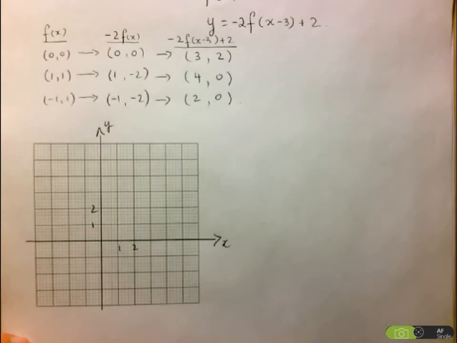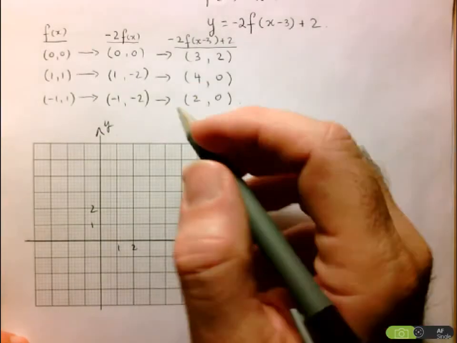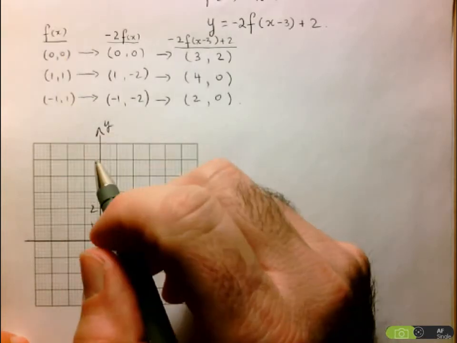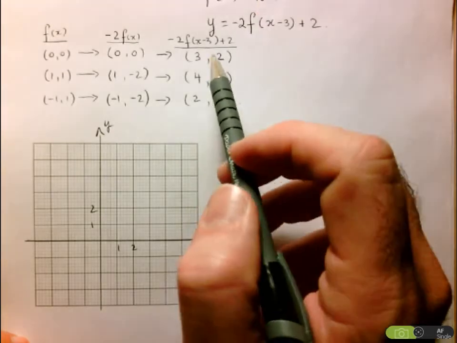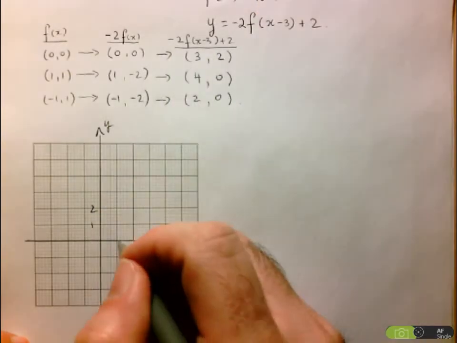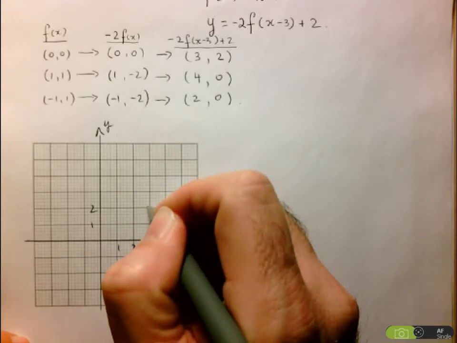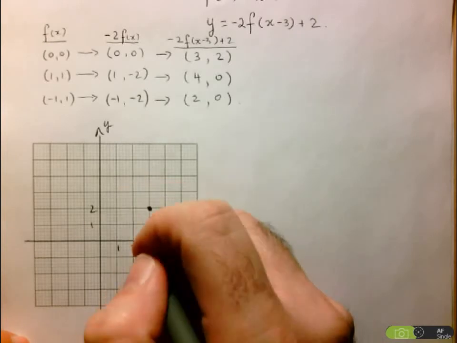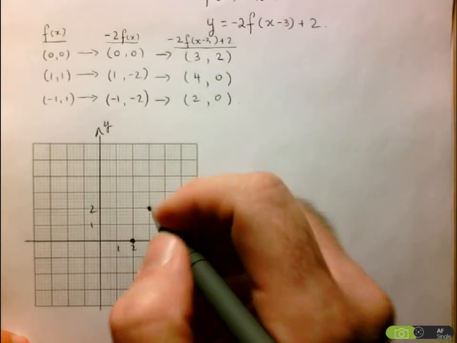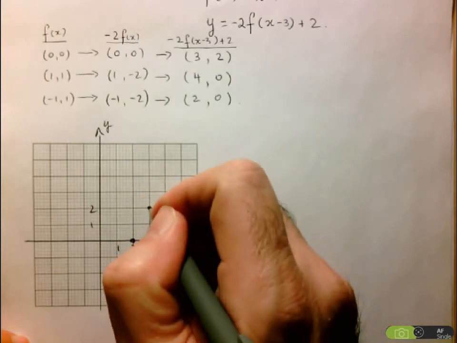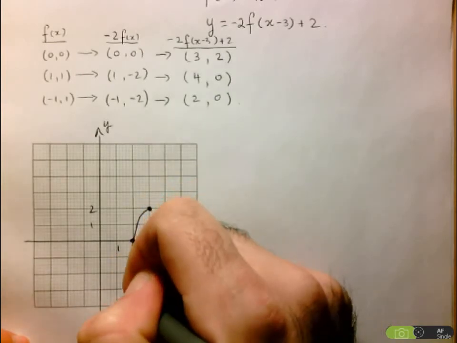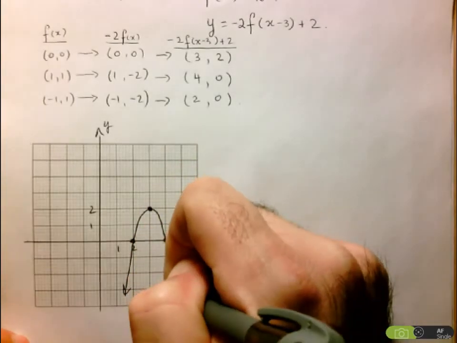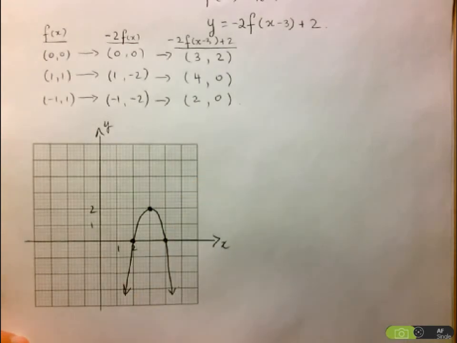Okay, and now I can go ahead and plot my points. The point 0, 0, which was at the tip of the parent function's parabola, now will become 3, 2. So 1, 2, 3, 1, 2. And then I've got 4, 0, and 2, 0. Since this is the tip of my parabola, I know it's going to be going downwards. So it'll look something like this. We don't have a perfect graph, but we have a graph that gives a sense of the shape of the function.